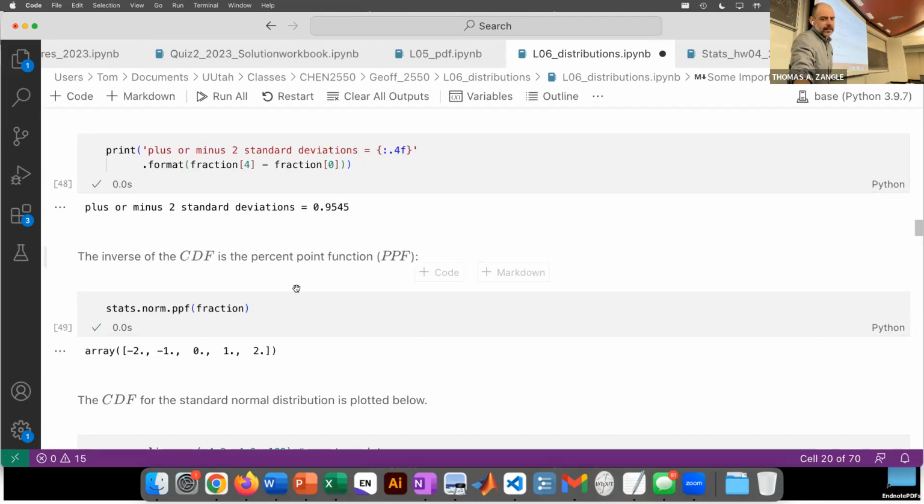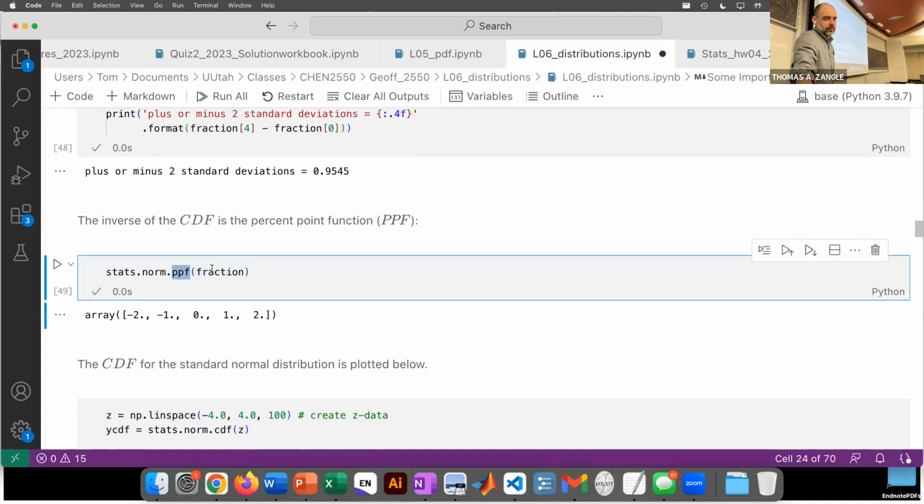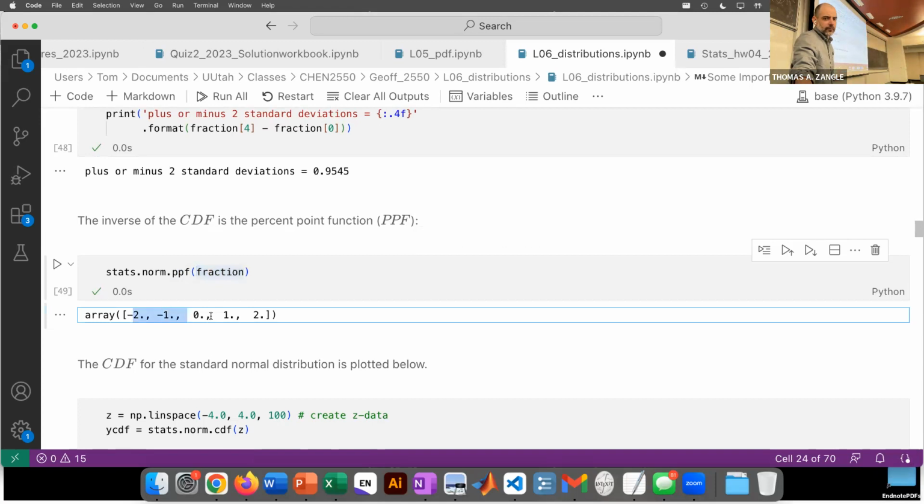Just another definition here is the percent point function. So percent point function is the inverse of the CDF. So if you know the fraction of data between, in this case, negative infinity and a specified value, you can invert that using this PPF. And so here we're just inverting that using the values that we got from the normal distribution CDF and recovering our original z-scores.